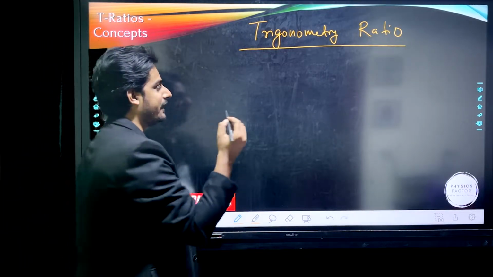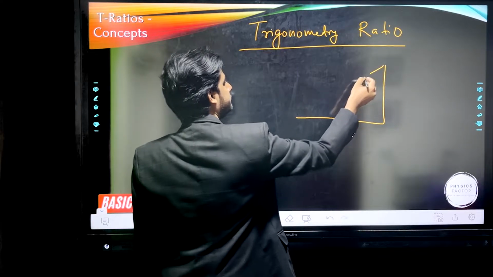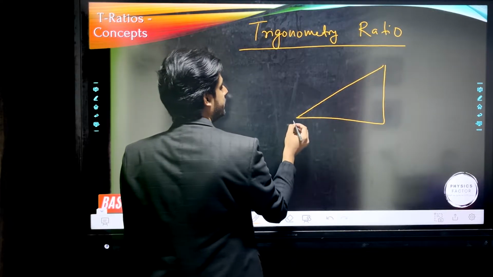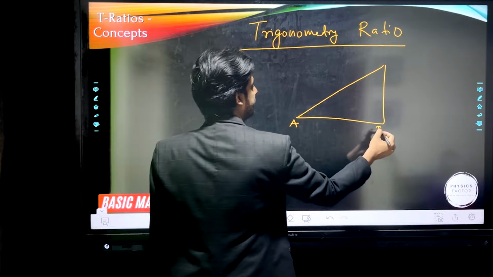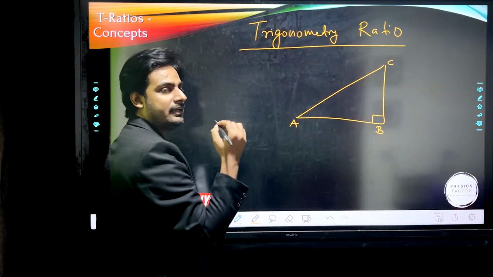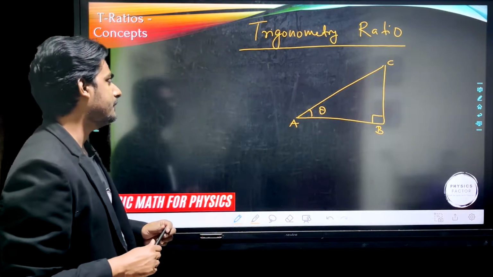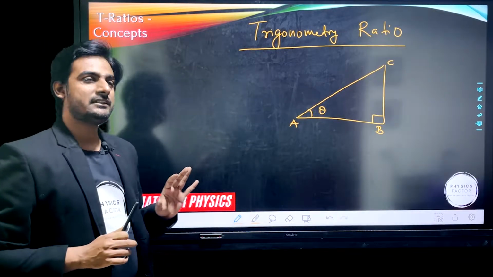So basically we are talking about a right angle triangle. So let's draw a right angle triangle first. Okay, so let's say right angle triangle ABC. It is right angled at B. Okay, and let's take an angle theta here. Okay, so first a few terminologies are there.